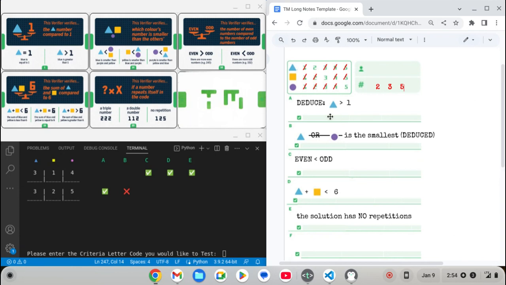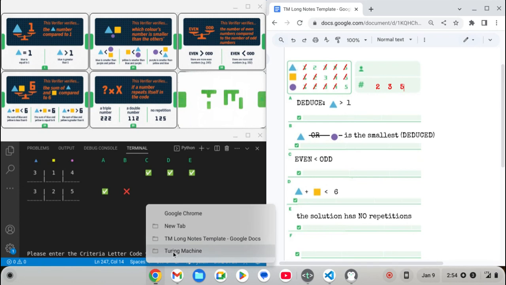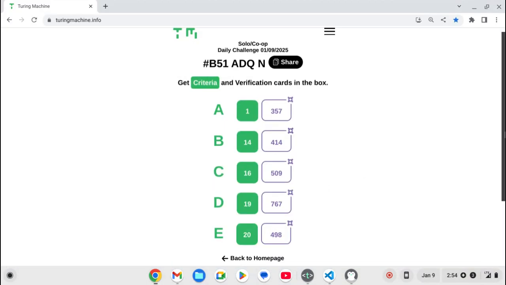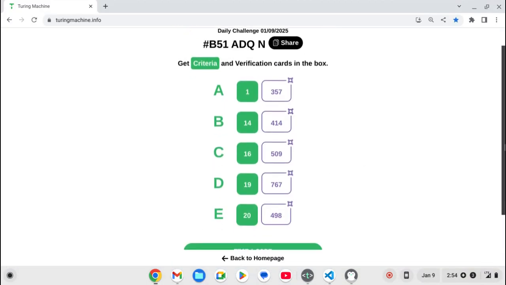Okay. Well, let's just do a quick review. It was true that triangle should be greater than 1. It is. We deduce that triangle is the smallest. It is. There are more odds than evens. The sum is less than 6. And there are no repetitions. Well, let's go verify 2, 3, 5 as our solution.